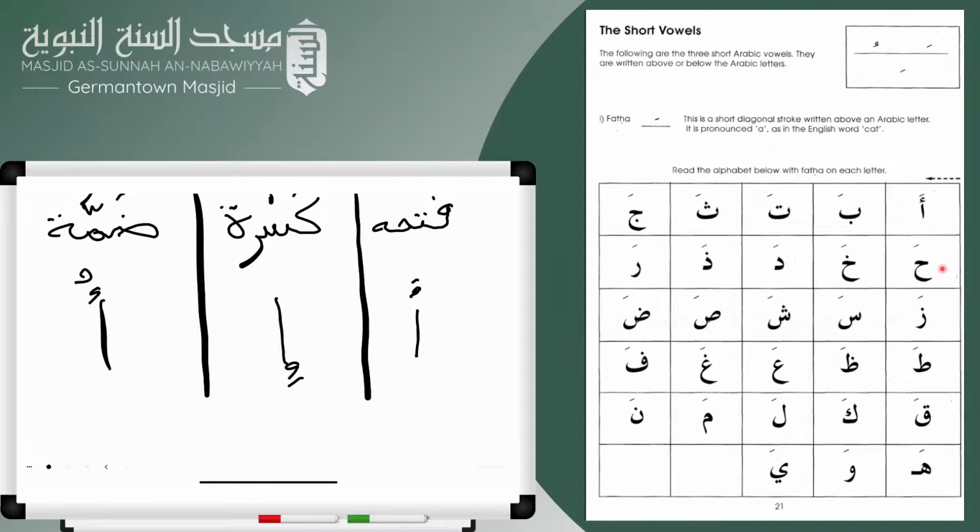Ha fatha ha. So this is why it becomes important to recognize the shapes and the names of the letters, because as you read along, automatically you have to identify what the letter is and what the vowel you're looking at is. So in this case, second line, first box, the letter is ha. The vowel on it is fatha. Putting them together, you get the ha sound with no stretching. Ha fatha ha.